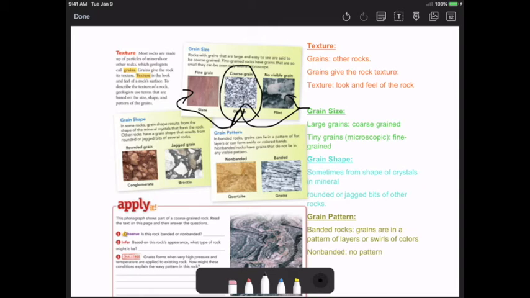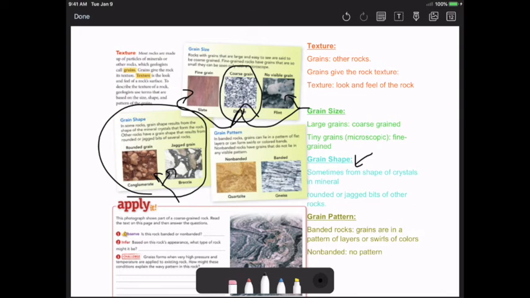So if I look at grain shape, then grain shape is over here. So the shape of the grain, sometimes they're from shapes of crystals in the mineral. So the different shapes of the crystals give you the grain shapes themselves. Some are rounded. They could be jagged bits of other rocks in there also. So if you look here, the rock conglomerate has big rounded grain. If you look over here, this has jagged grains in there. So it's what it looks like, jagged grains. So you got the shape, and now you have the size.